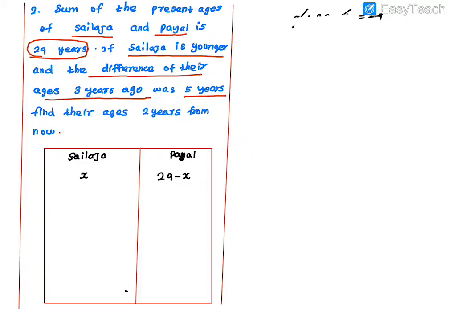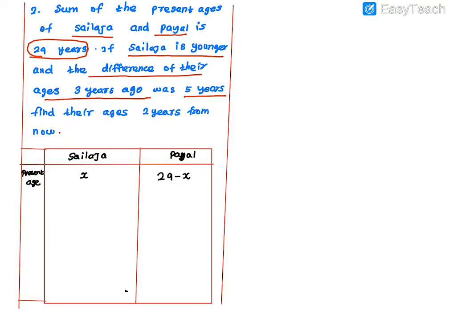Okay, next one. Here Shailaja and Payal, this is called present age. So X and 29 minus X. I'll make one more tabular column so that you can understand. Here I will write the present age of Shailaja and Payal.